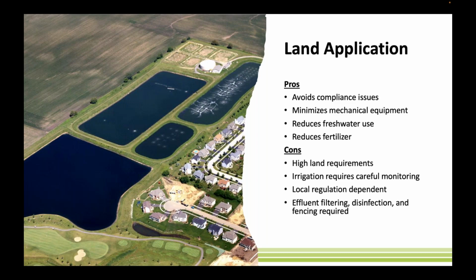So I would say another real concern with this is that you either have to buy the land to guarantee that you can use it, or you have to have a very long-term agreement with the owner of the land in place, such that you can use it to irrigate your effluent out of your plant. It does require very careful monitoring.